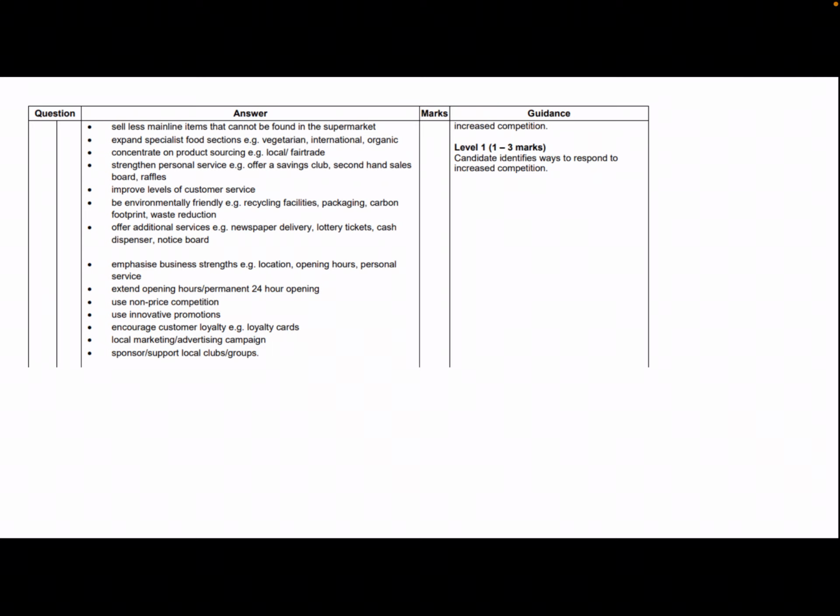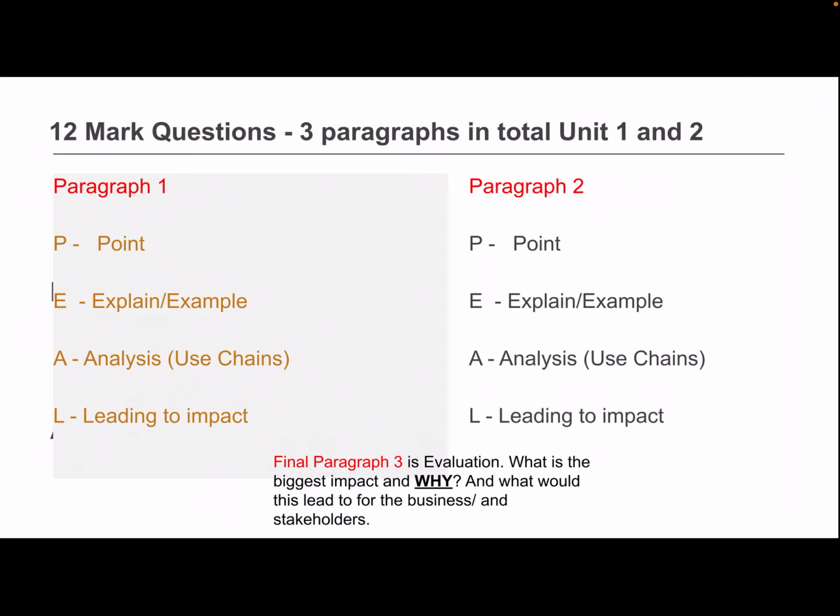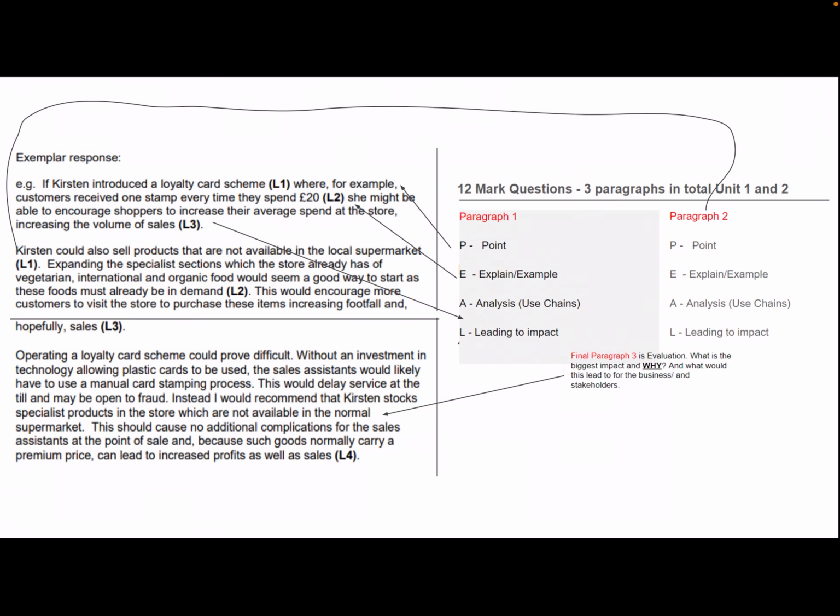And in a particular 12-mark question like this, it hasn't asked for a number of ways, so we're going to take 2 points when we are using our particular marking scheme. And the example I'm going to show you is here. So this is an exemplar response from OCR.